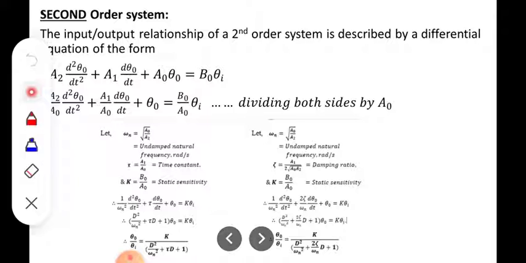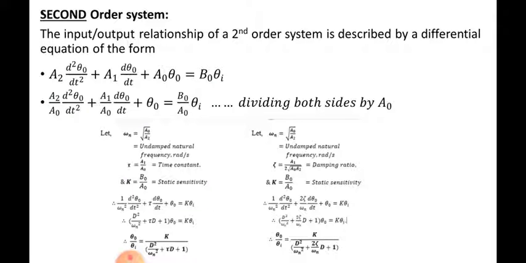Okay, let omega n equal to square root of a0 by a2, the undamped natural frequency in radian per second, psi equal to a1 by (2 into square root of a0 a2), the damping ratio, and k equal to b0 by a0, the static sensitivity. Then (1 by omega n square) d2 theta 0 by dt square plus (2 psi by omega n) d theta 0 by dt plus theta 0 equal to k theta I. Okay, so that is nothing but the derived relation, and we will have to just keep in mind how these three relations come in the second order system. The other part is quite simple, but these relations for the second order system we will have to keep in mind.